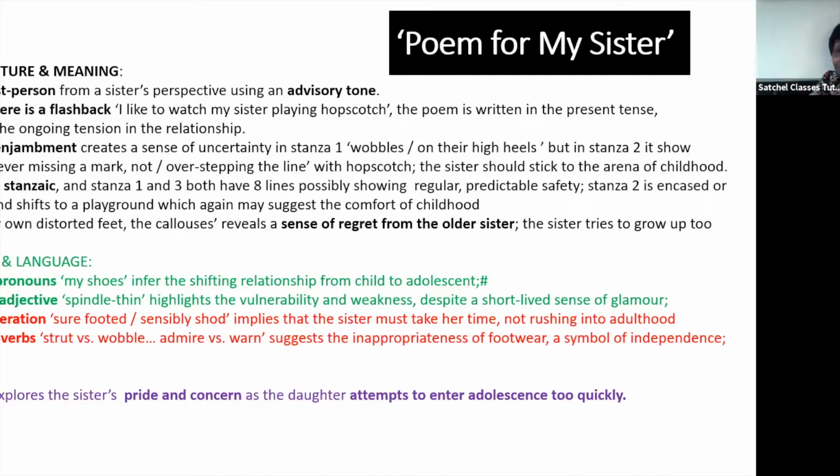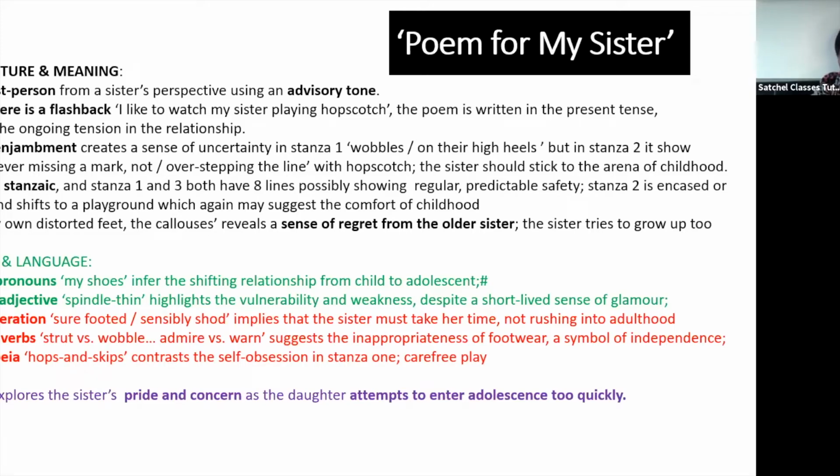And the sister wobbling when she tries to strut is the symbol that independence is trying to be acquired too early. And then onomatopoeia, "hops and skips," is showing that instead of being self-possessed and self-obsessed, strutting, admiring herself in stanza 1, she's carefree and she's a real child, embracing the arena of childhood.